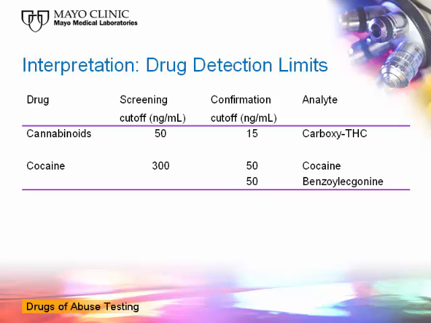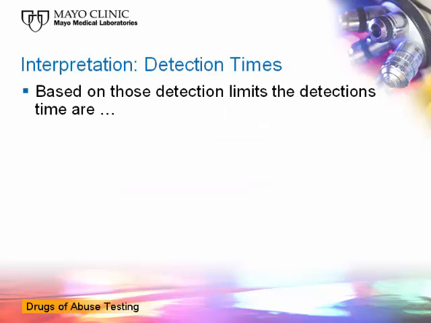Two more examples are cannabinoids with a screening cutoff of 50 nanograms per mL and a confirmation cutoff of its carboxy-THC metabolite at 15 nanograms per mL, and cocaine screening at 300 nanograms per mL, and the confirmation of cocaine and its metabolite benzoylecgonine at 50 nanograms per mL.